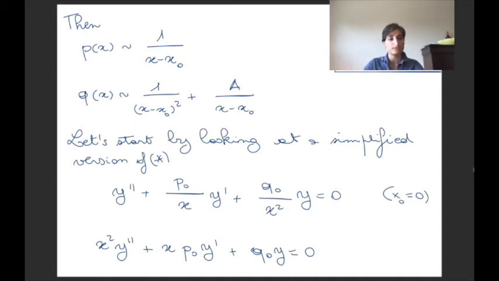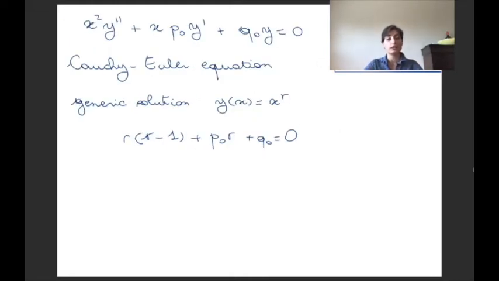So we can think of a simplified version of our non-constant coefficient ODE by just replacing p(x) and q(x) by p0 divided by x and q0 divided by x squared, where we set x0 equal to 0 with a shift. Then we can multiply everything by x squared and get rid of the singularity altogether. And now we have a Cauchy-Euler equation. We know that the generic solution is y(x) equals x to the power r, and we can write an equation to solve for the power r.